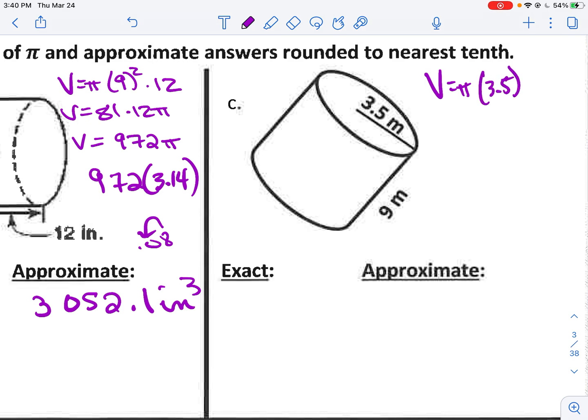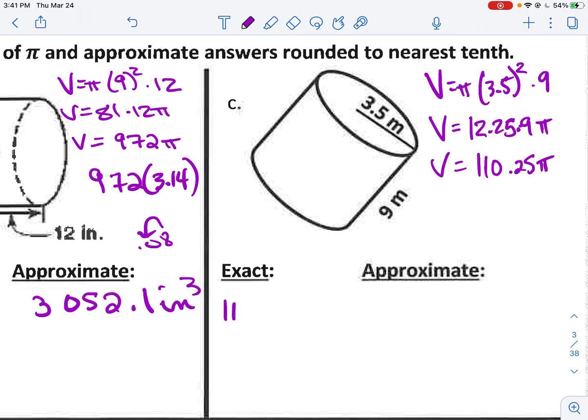Okay, so over here, volume equals pi. My r is 3.5 squared times 9. So 3.5 squared is 12.25. Oops, sorry about that. 9 pi. Multiplication symbol. There we go. When I multiply that, I get 110.25 pi. Even though it says to round to the nearest tenth, this right here is an exact answer.